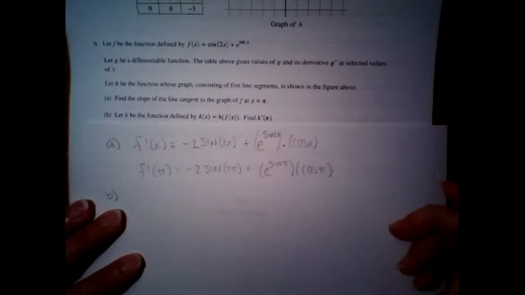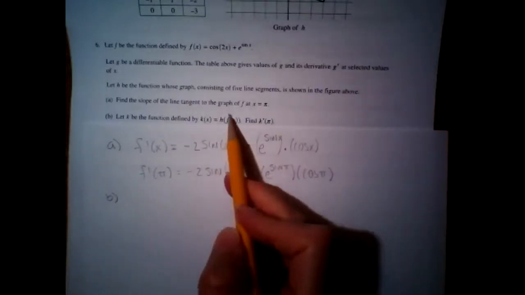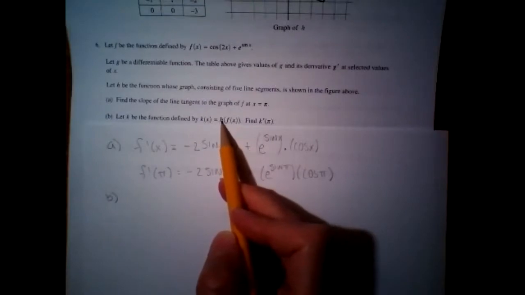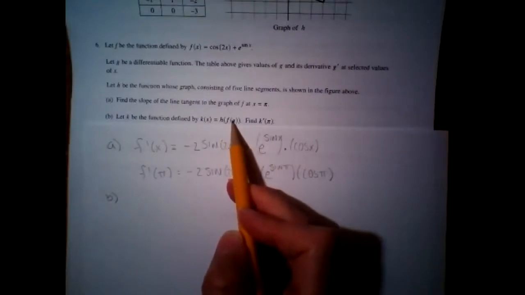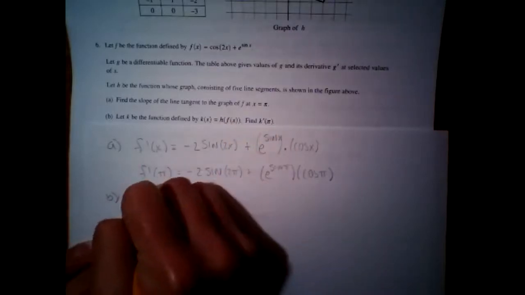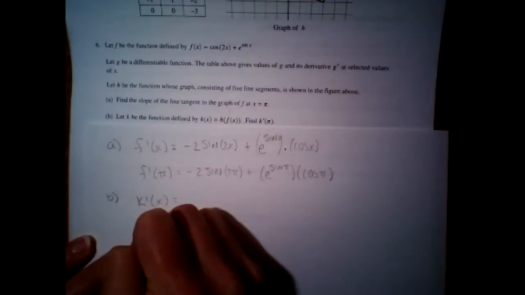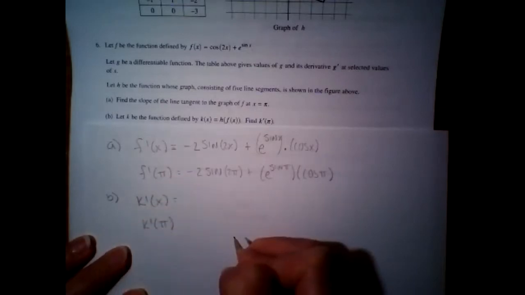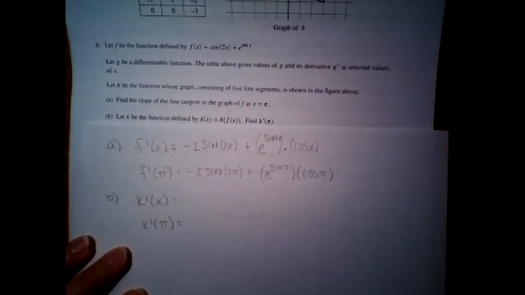All right, letter B, let k be the function defined by h of f of x. So that is a composite function. This is going to be a chain rule. You have h of f of x. It's like h got hungry and ate function f. Find k prime of pi. All right, so again, we're going to find k prime of x, and then we're going to plug in pi. Actually really similar to what we just did there.